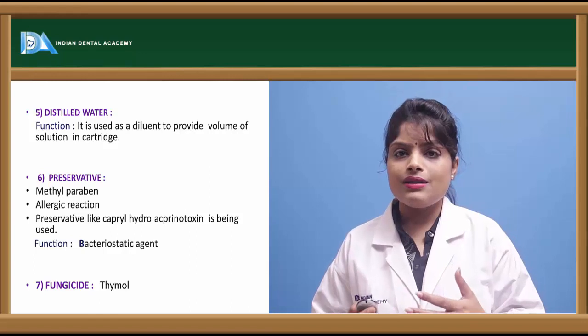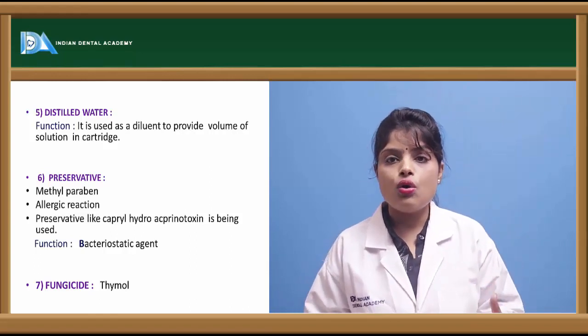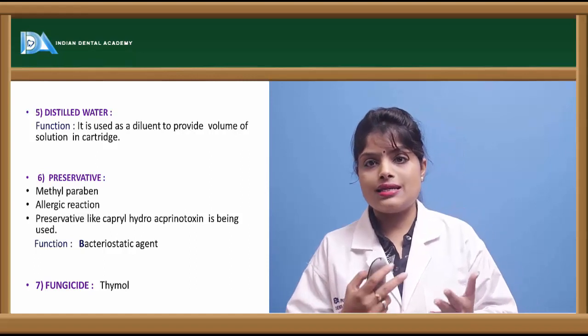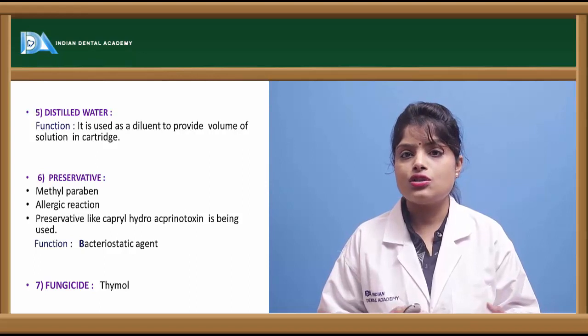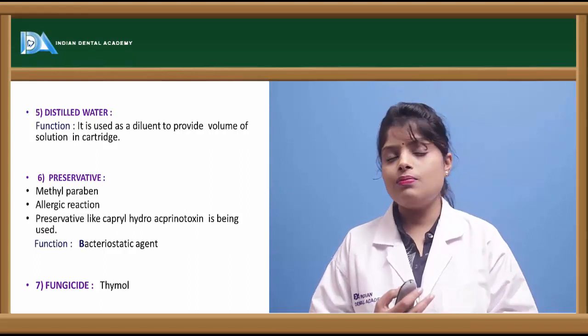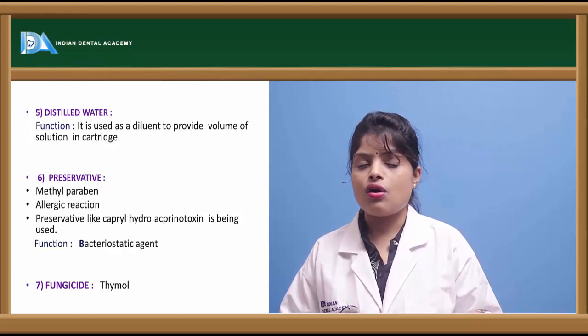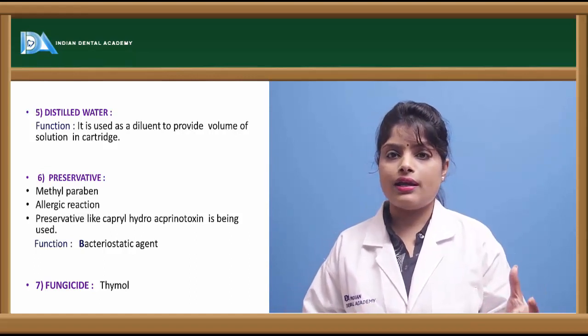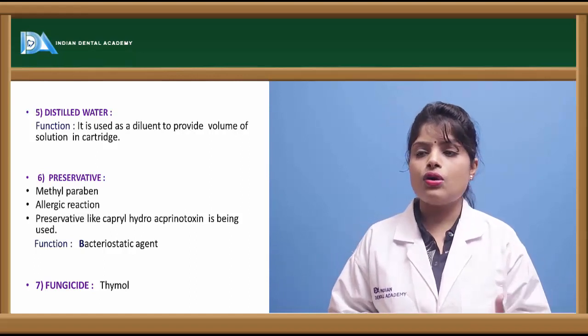Methyl paraben has a probability of causing an allergic reaction. So before injecting a local anesthetic solution in the mouth, we should always do an allergy test or a patch test on the forearm of the patient. This will prevent any further allergic reactions, or it will be like a warning if the patient is allergic to the methyl paraben constituent of a local anesthetic.